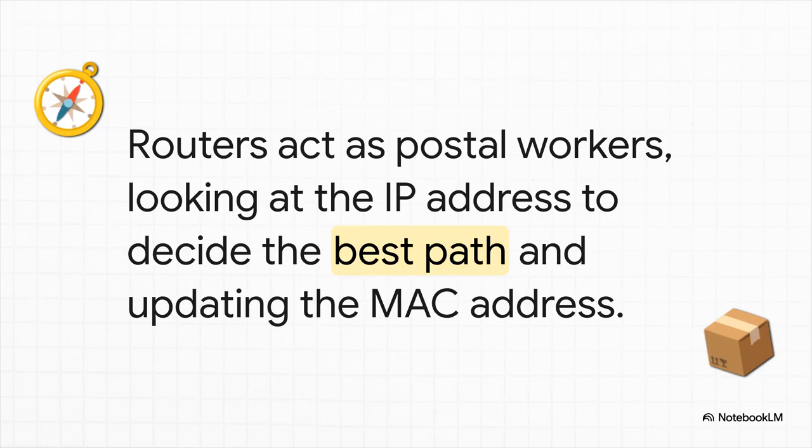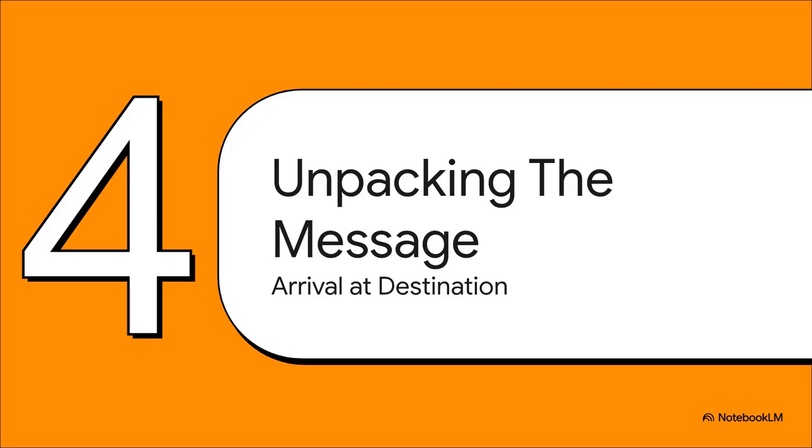And the devices doing all this work are routers. They're basically the postal workers of the internet. A router gets the frame, it looks at that unchanging IP address to figure out the best way forward, and then it just slaps a new MAC address on it to send it to the very next router in the chain. So after hopping across who knows how many networks, our message finally arrives at the destination computer.